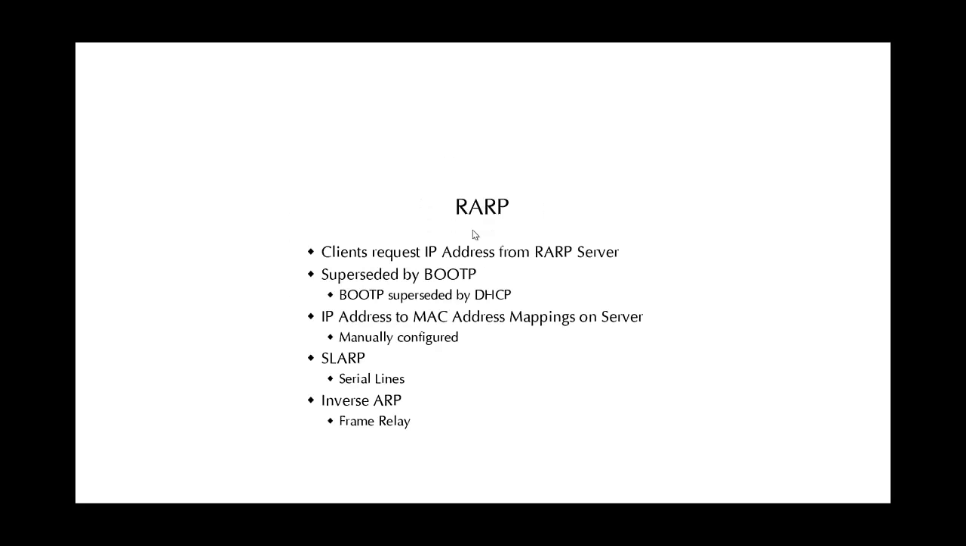Let's move on to RARP. This protocol was used for dynamic IP address configuration of hosts. It allowed a host to determine its IP address by broadcasting a RARP request. If there was a RARP server on the network configured with a database mapping IP addresses to MAC addresses, it could assign an IP address to the requesting RARP client based on that client's MAC address.